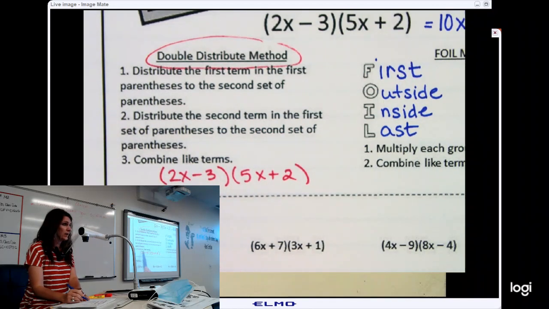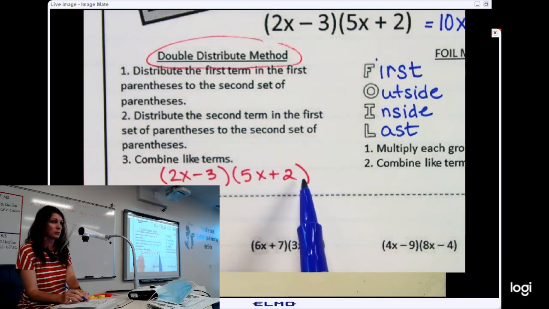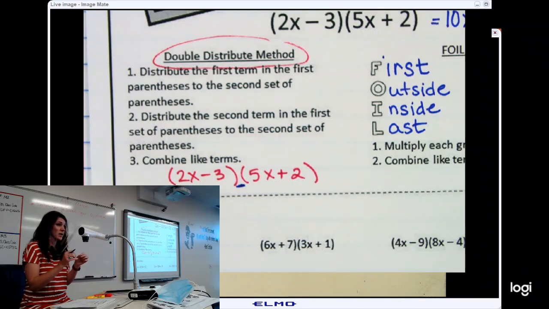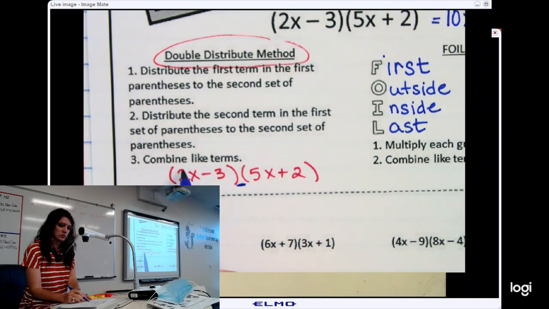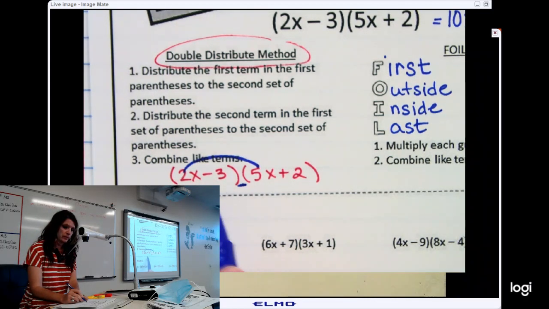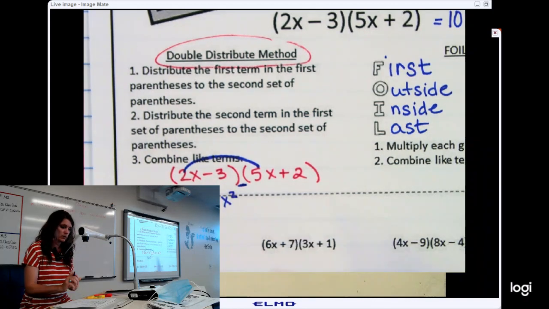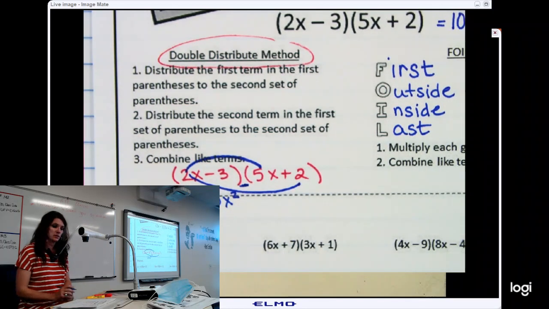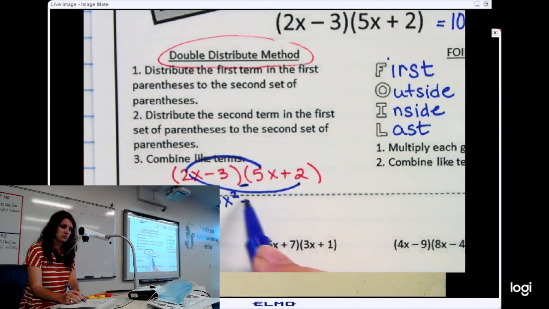Take that 2x and you go to the next parenthesis, right? Because the parentheses are what are being times. Those are what are side by side. So this is 2x times 5x. What is 2x times 5x? 10x squared. And then we take that 2x and multiply it to the next term in that parenthesis. 2x times 2 is 4x.